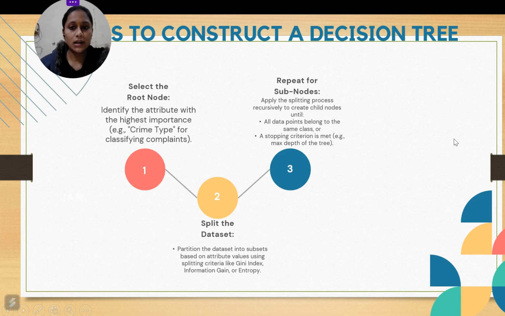Now, what are the steps to construct a decision tree? First step is to select the root node. It identifies the attribute with the highest importance, for example, crime type for classifying complaints. Second is to split the dataset. Partition the dataset into subsets based on attribute values using splitting criteria like gini index, information gain, or entropy. Third is repeat for subnodes. Apply the splitting process recursively to create child nodes until all data points belong to the same class or a stopping criterion is met, for example, maximum depth of the tree.